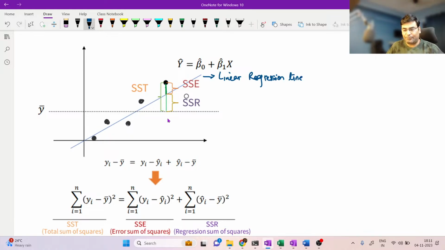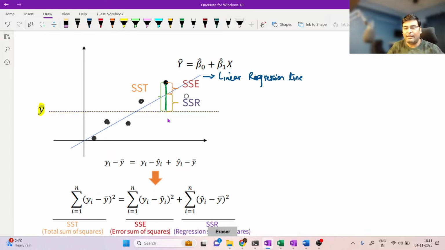So if you see here, we are drawing a vertical line from the data point to the line itself, and this is known as your sum of squared error. This is how far your actual data point is from the regression line. And if you see the one below, which we are calling sum of square regression, that is the delta between the predicted value and the average value. Can you see there's a dotted line? This is your average value. The average value is the average of the target variable. Can you see this? This is y bar.